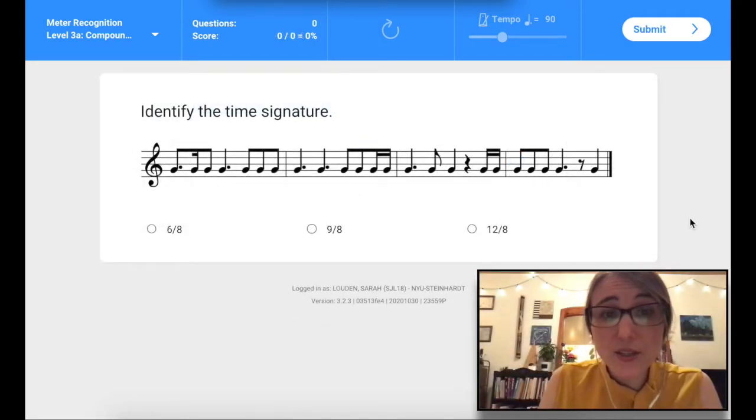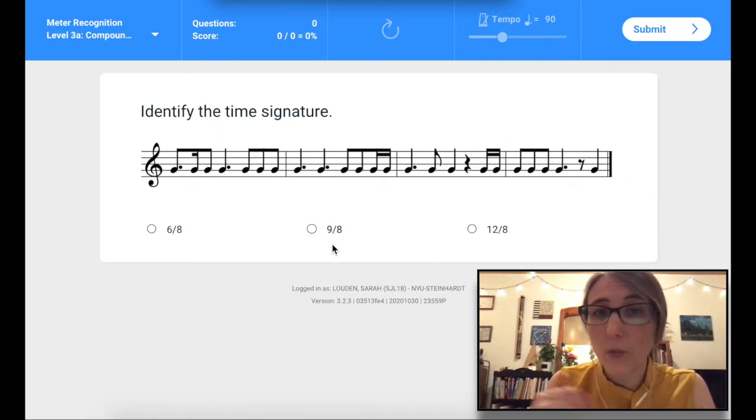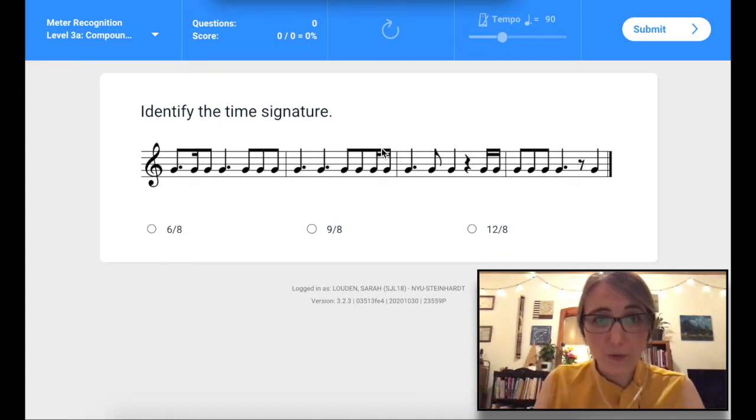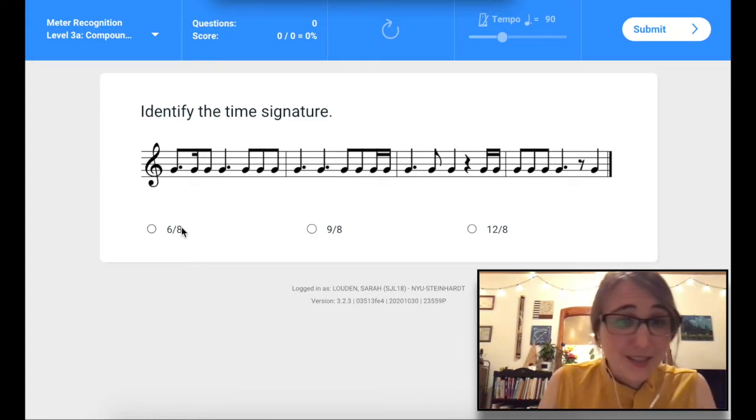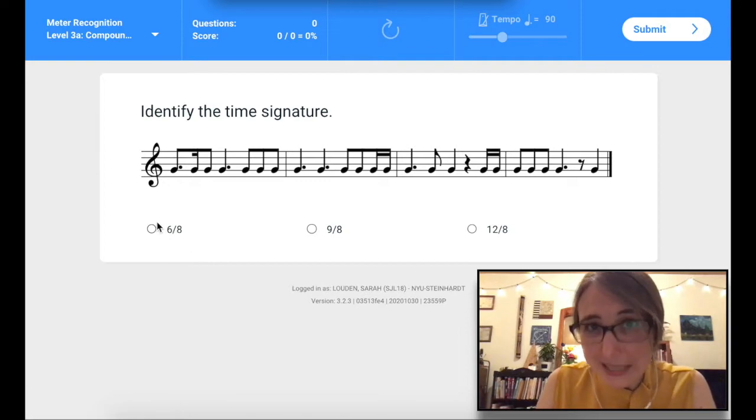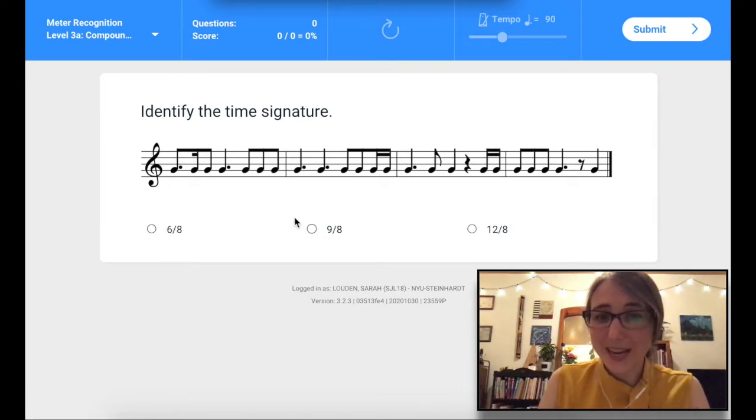All right, the next section is meter recognition. So you're given an example like this and you have to identify what time signature it is. So it's slightly trickier because you do have 16th notes, but it's really the same idea. So you either have 2, 3, or 4 beats per measure, right? And if it's in 6/8, you can expect to add up 6 8th notes total, or if it's 9/8, 9 8th notes total. And so you're really just doing some math.